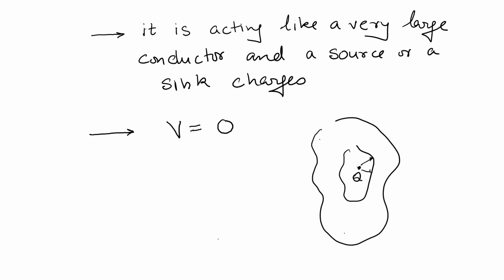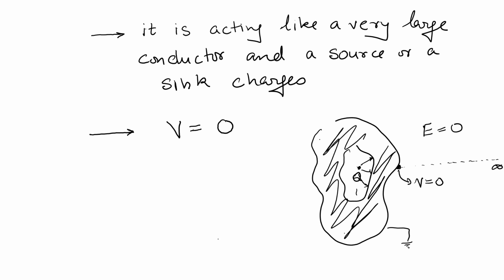You have electric field inside. Your electric field outside is zero. Once I have grounded it, I can walk on a path from infinity to this point. My potential here would be zero, and not only at the surface, at any part of the conductor the potential would be zero.